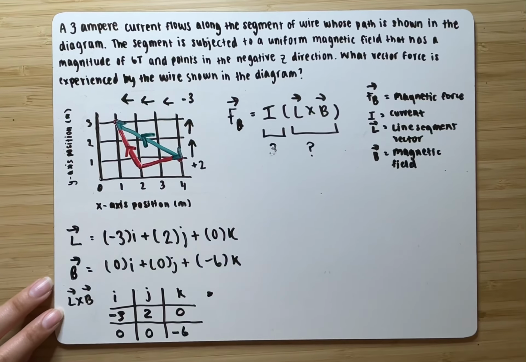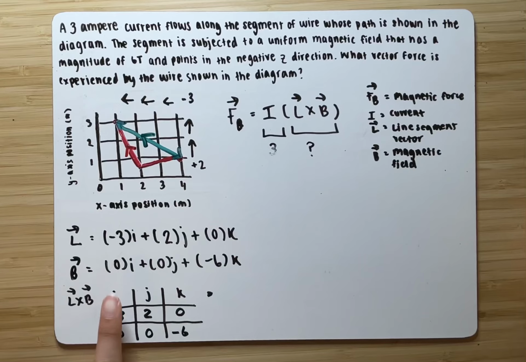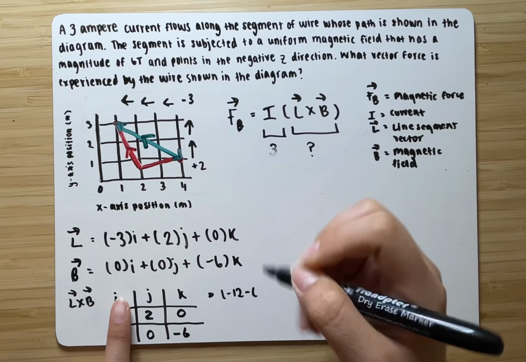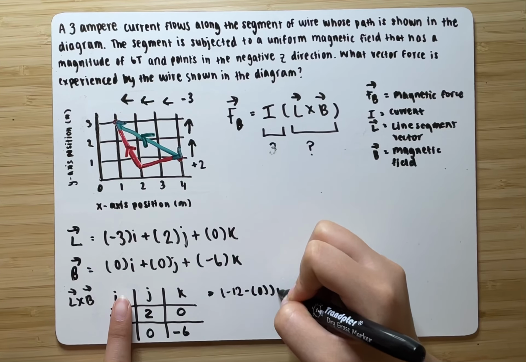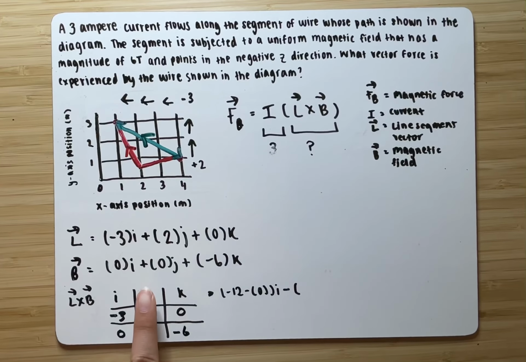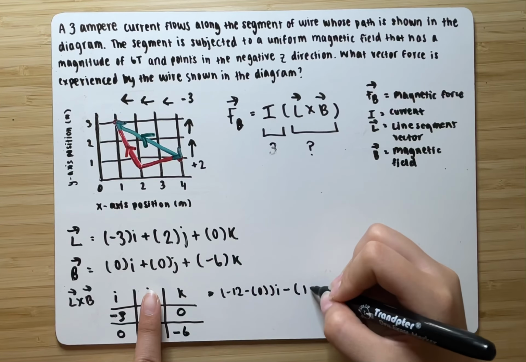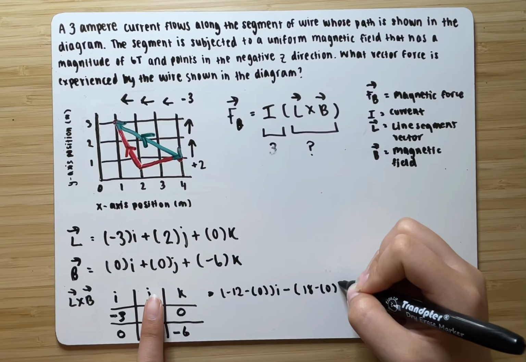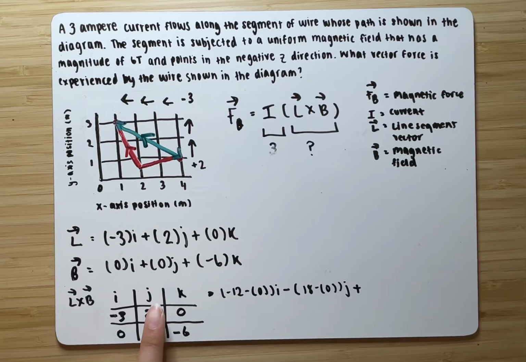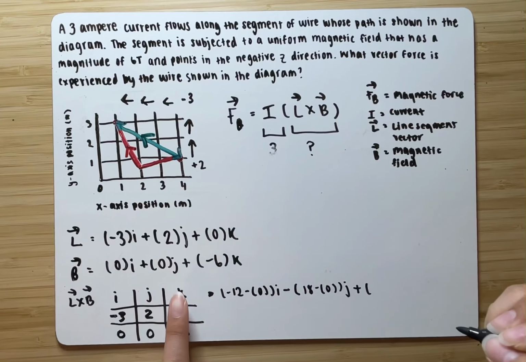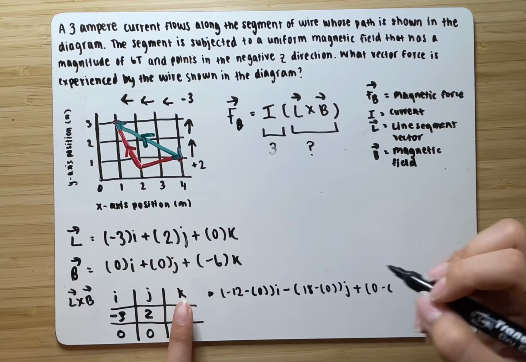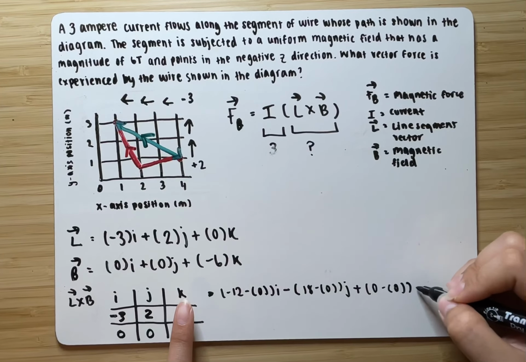Now we need to calculate. In order to find the i component, cover the i, multiply 2 by -6 is -12, minus 0 times 0 is 0. So this is our i. Always put a negative here before you start the j. Cover the j. -3 times -6 is 18, minus 0 times 0 is 0. This is our j. Next, always put a plus here before we calculate our k. Cover our k. -3 times 0 is 0, minus 2 times 0 is 0. So k is going to be 0.